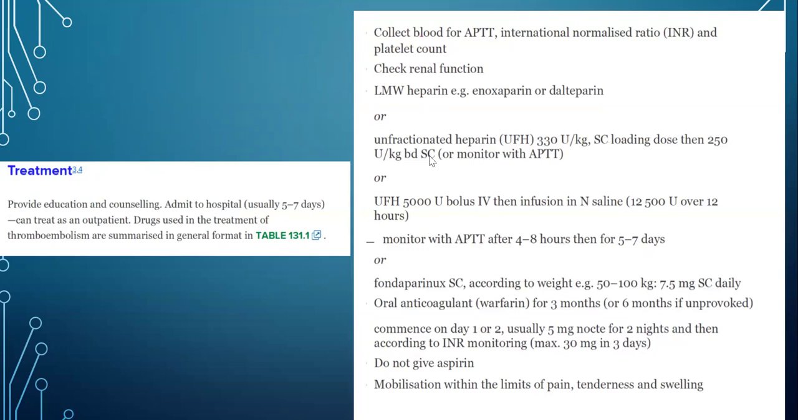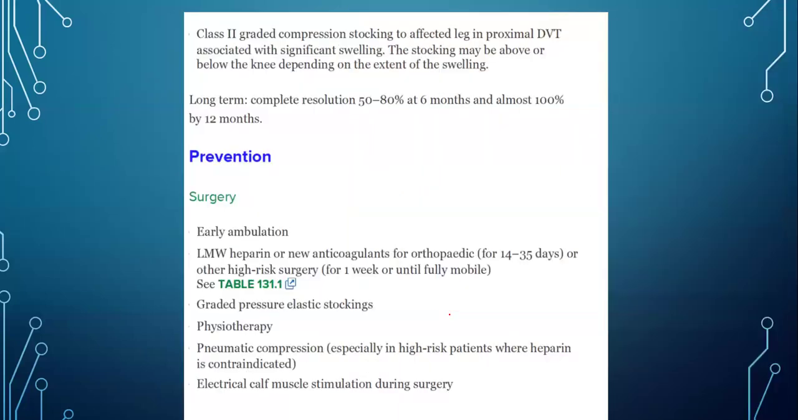So the treatment for this patient, you can either use low molecular weight heparin such as enoxaparin, unfractionated heparin, or commonly nowadays we use newer oral anticoagulants. Although the textbook says heparin and warfarin for DVT, nowadays we don't use this as our first line option. The first line treatment for DVT at the moment is newer or direct oral anticoagulant.